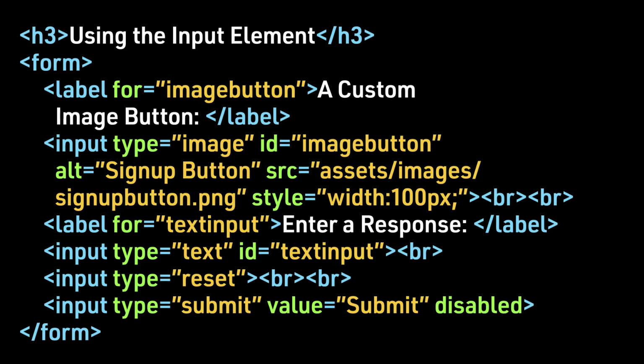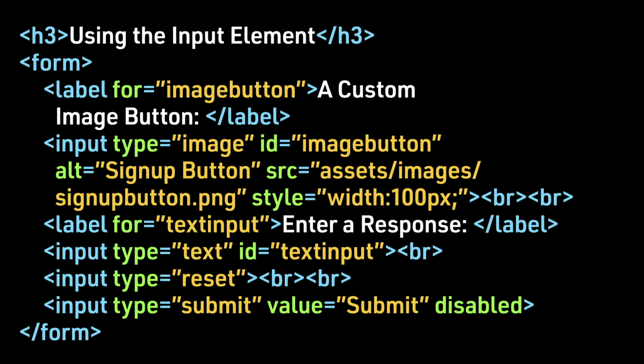Source attribute equals assets/images/sign up button.png in quotation marks. Style attribute equals width: 100 pixels in quotation marks. Line break. Label opening tag, for attribute text input, enter a response. Label closing tag. Input opening tag, type equals text in quotation marks.